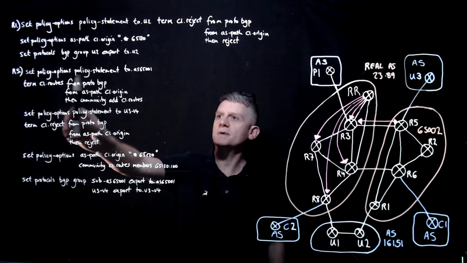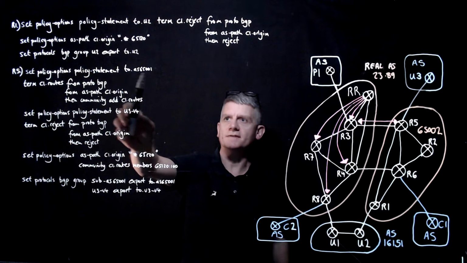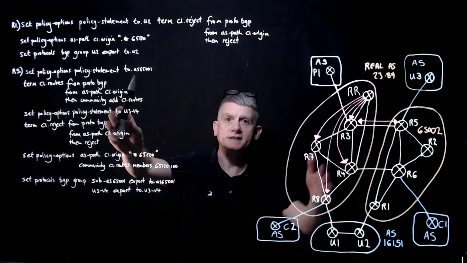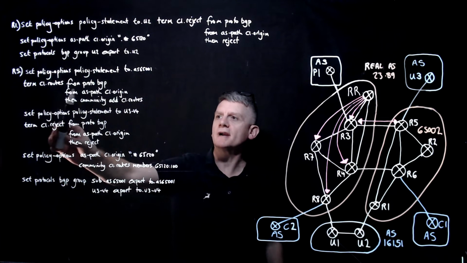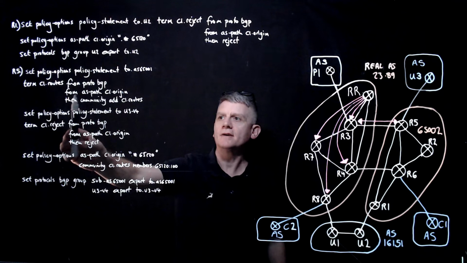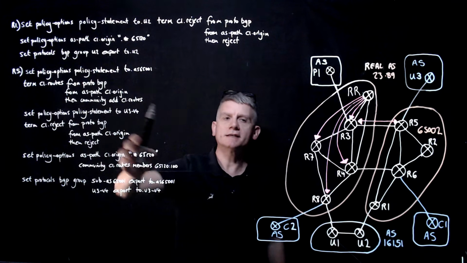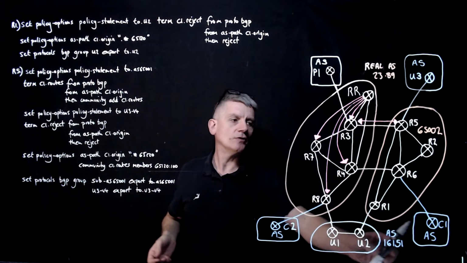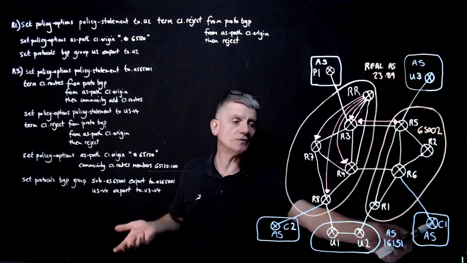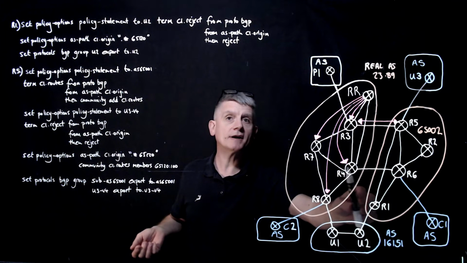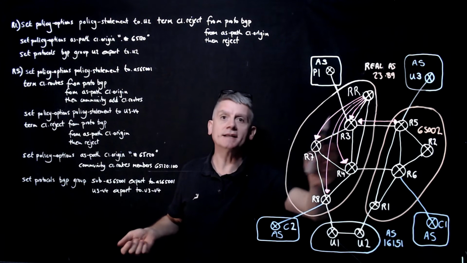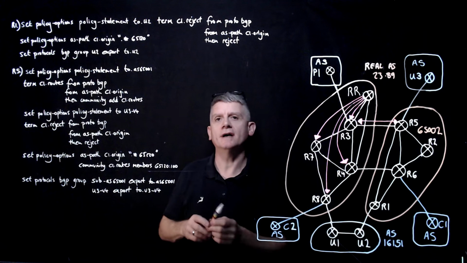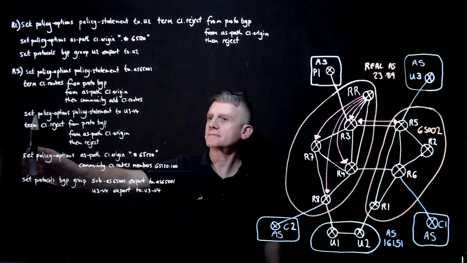Set policy options, policy statement to AS 65001. Of course, this is on the CBGP between router 5 and router 3. We've got a term C1 routes. We're going from protocol BGP, from the AS path C1 origin, then community add C1 routes. And again, we're looking at the origin, which of course doesn't change on the route. We're marking the community really quite late, effectively as it's heading towards this other half of this confederation.